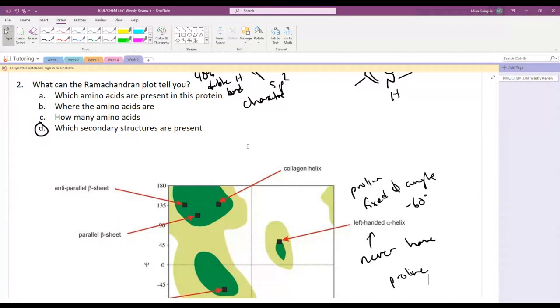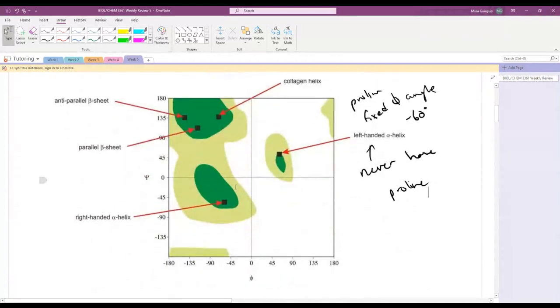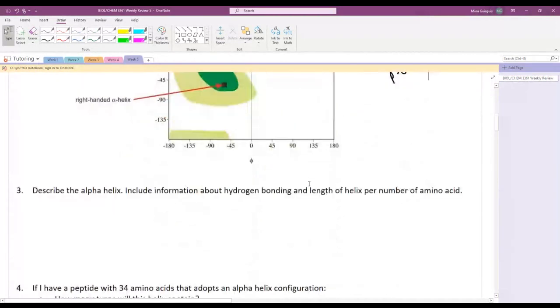We just know that they're there. So we could have an alpha helix that's 5 amino acid residues long, or we could have an alpha helix that's 50. And the Ramachandran plot doesn't really tell us that. It just tells us what exists. It doesn't tell us how many or how long they are, anything like that. So that's a really important thing to keep in mind, that it's not a perfect system, but it does give us a lot of indication.